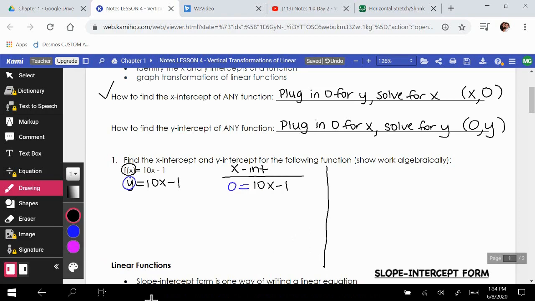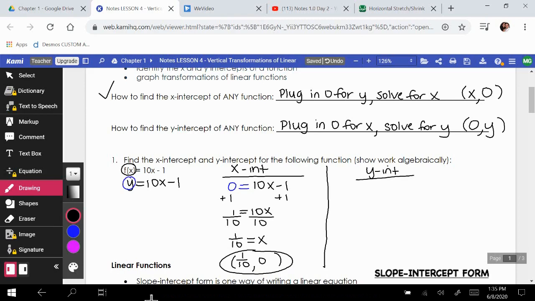Then I want to get x by itself. So I'll add 1 to both sides. To finish getting x by itself, I'll divide by 10. And I get that 1/10 is equal to x. I do not want you to leave your answer like this, though. I want it written as an ordered pair. So what did I get for x? I got 1/10. And x was 1/10 when y was equal to what? We plugged in 0 for y. So that's our x-intercept. For our y-intercept, where do I plug in 0?